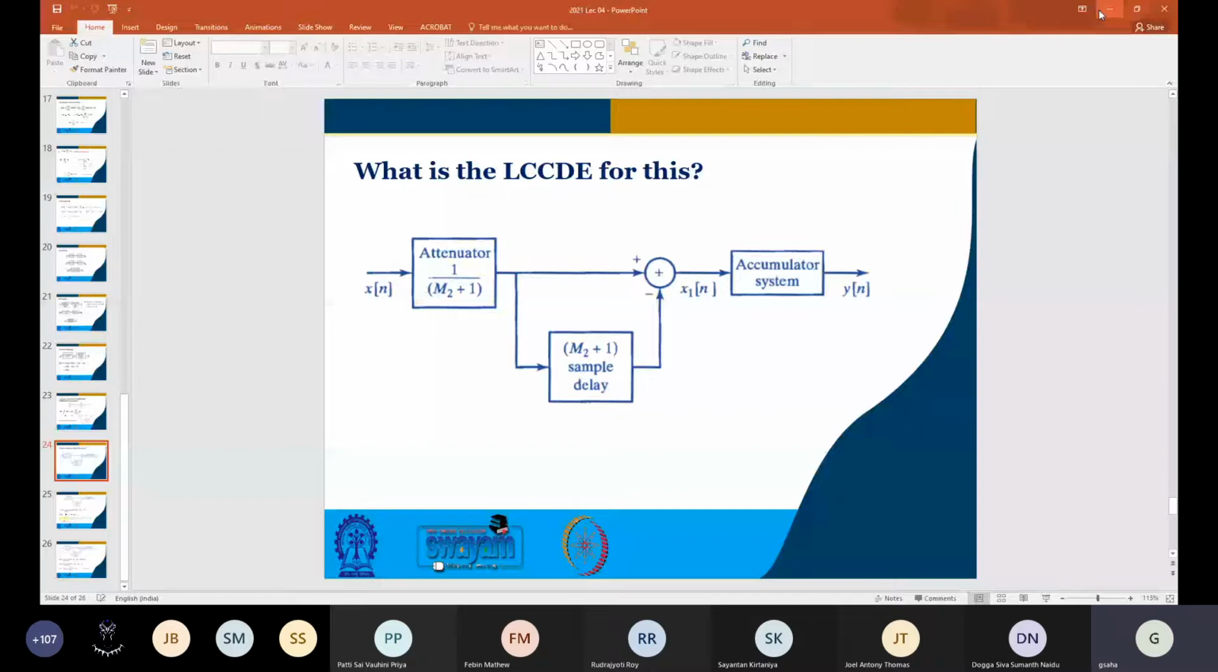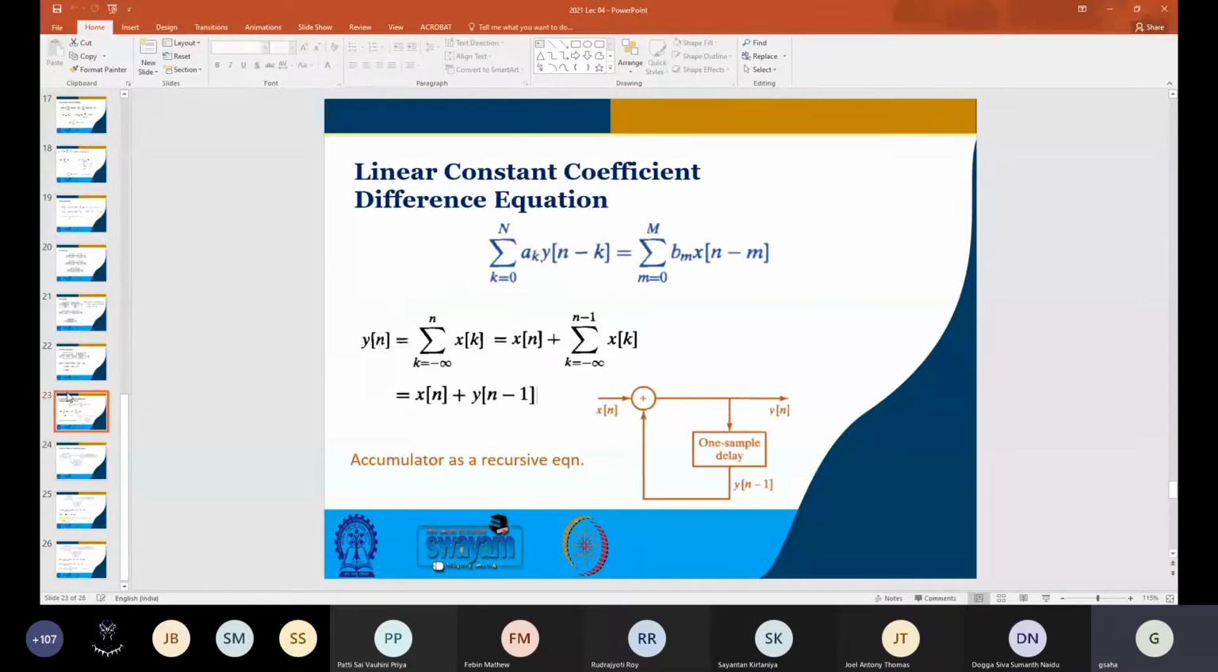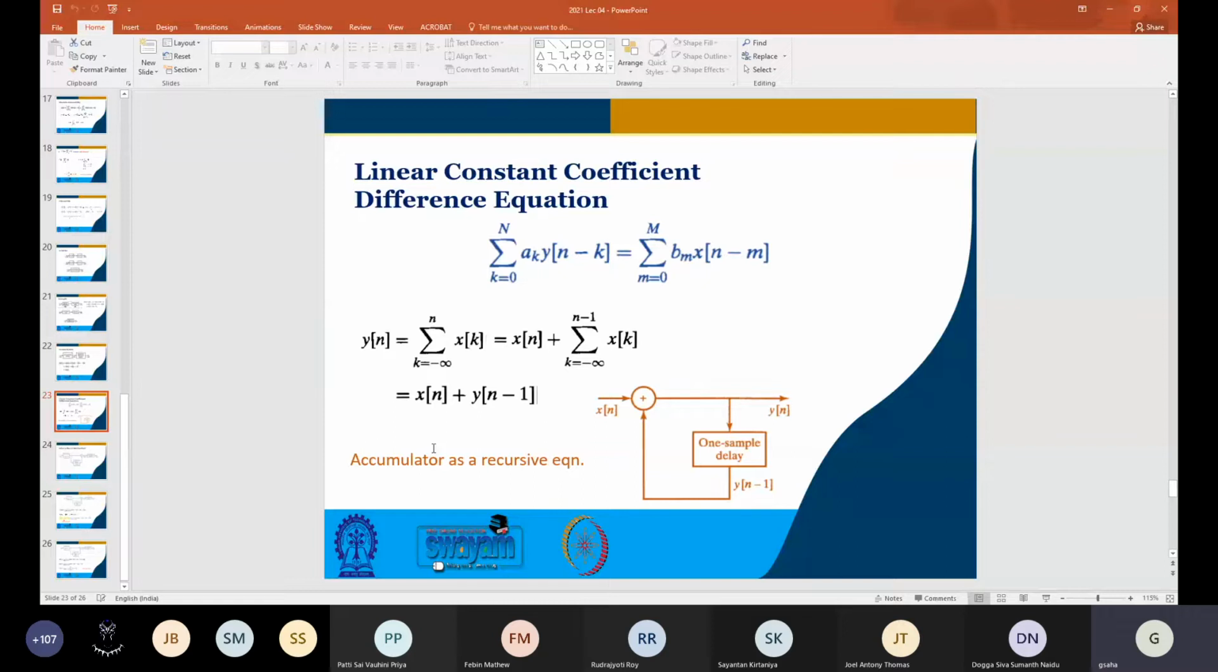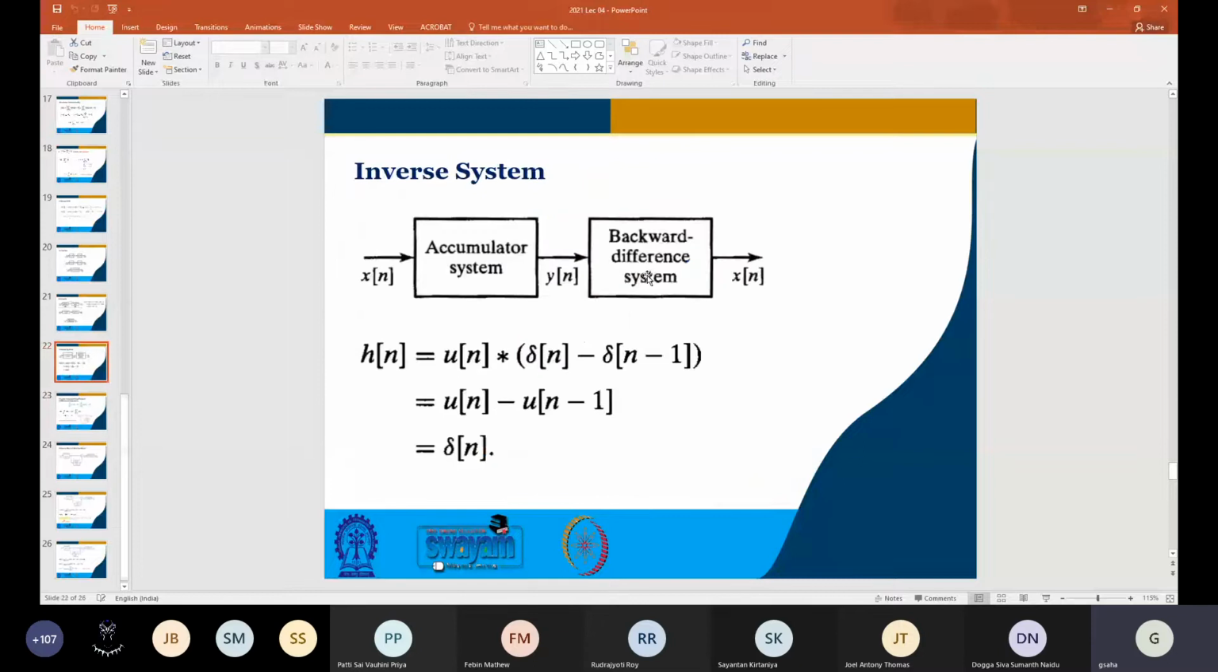I hope you have got my question. The accumulator system is described by this equation: y[n] is equal to x[n] plus y[n minus 1]. And backward difference we already know. So if you substitute, can you quickly put it in the chat box?